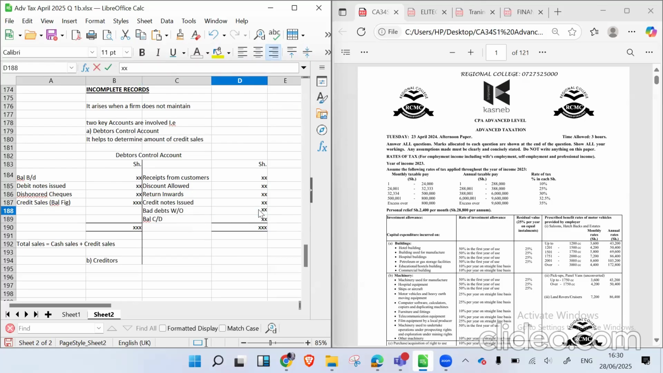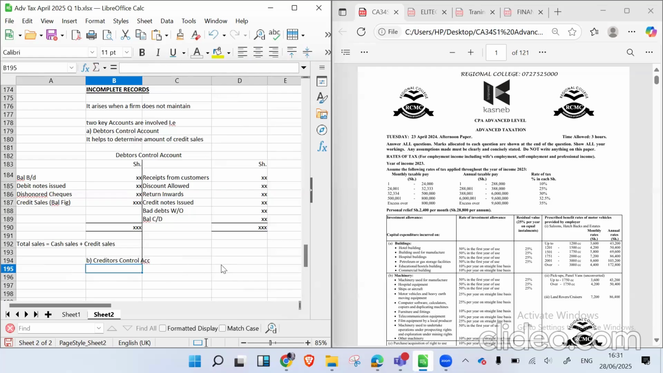If we have bad debts written off, they also reduce our sales. But not provision for bad debts, it must be bad debts written off. Provisions don't appear in the control accounts. So the debtors control account helps us to get credit sales.